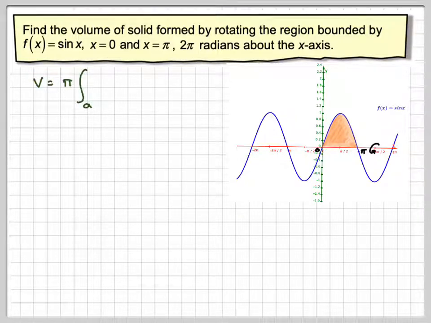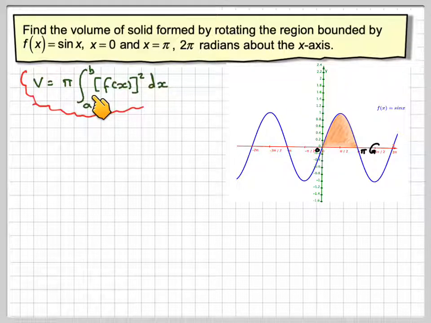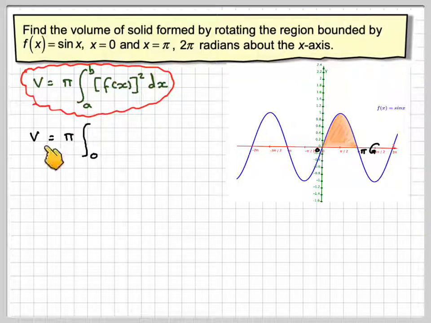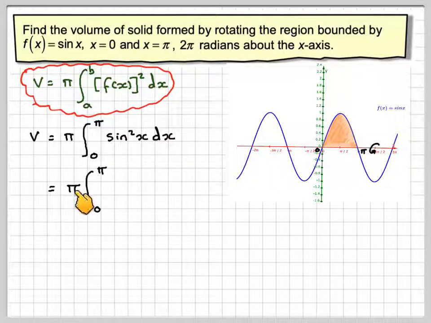So the volume of revolution is pi times the integral between two limits a and b of f of x squared. Our two limits are going to be 0 and pi. So the volume is equal to pi times the integral from the lower limit 0 to the upper limit pi of sine squared x, that means sine x squared dx. Remember, pi r squared. So that gives me pi between 0 and pi, and cos 2x.